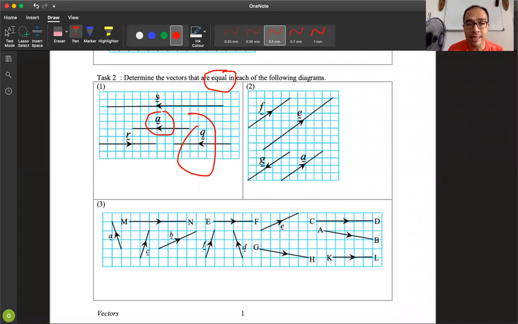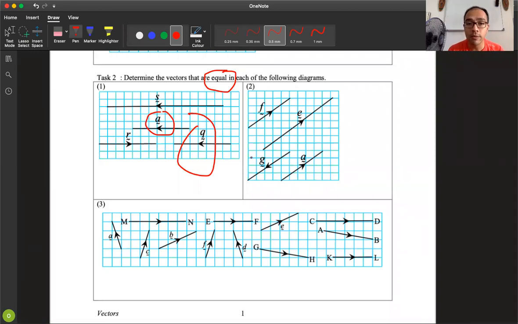So A and S cannot be the same vector because S is so much longer. They are not equal vectors because S is so much longer than A. A and R cannot be the same because although they are the same distance, 1, 2, 3, 4, 5, 6, 7, 1, 2, 3, 4, 5, 6, 7, the direction is opposite. So they're not equal vectors. Equal vector is same direction and same distance.